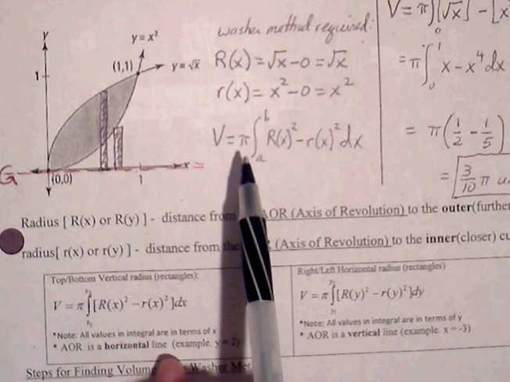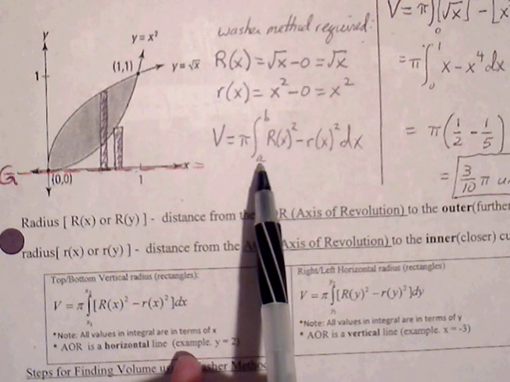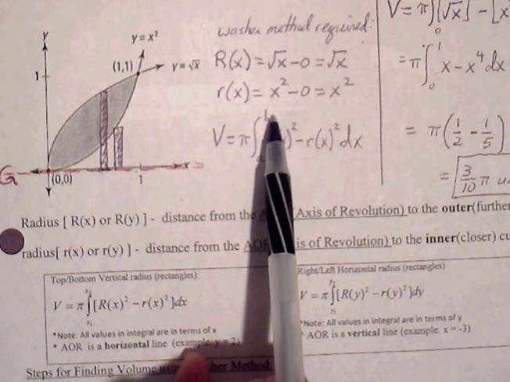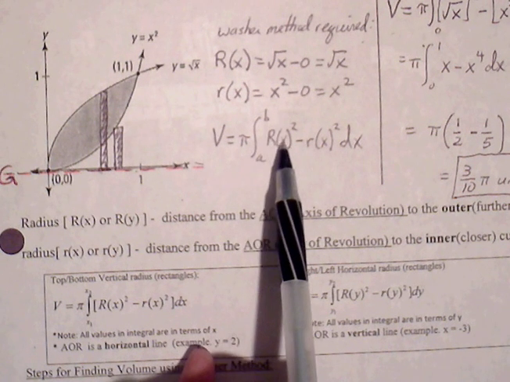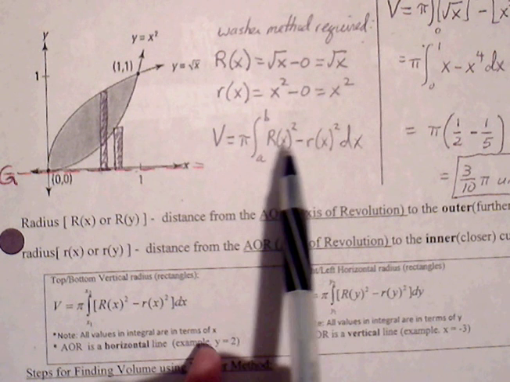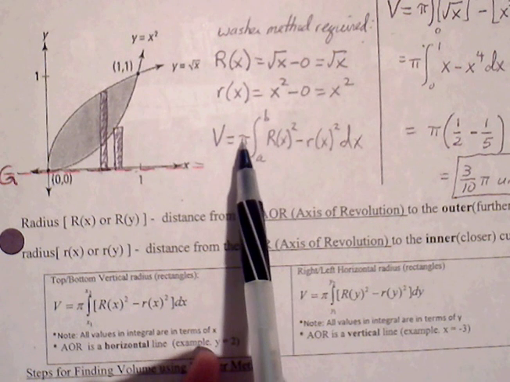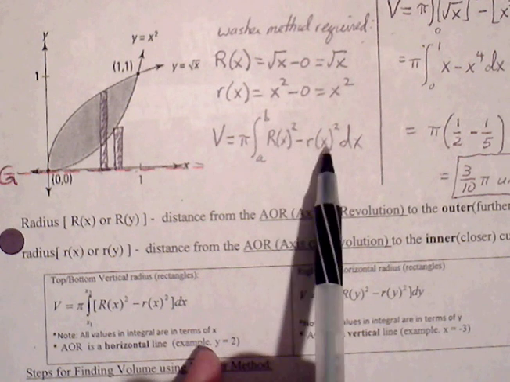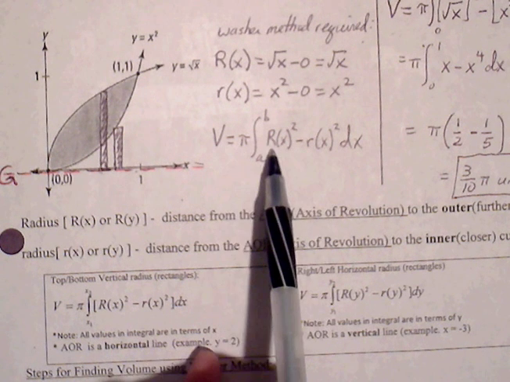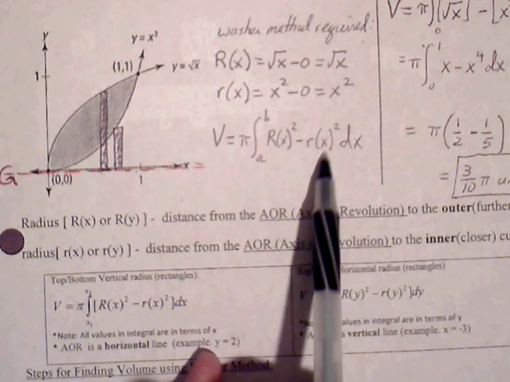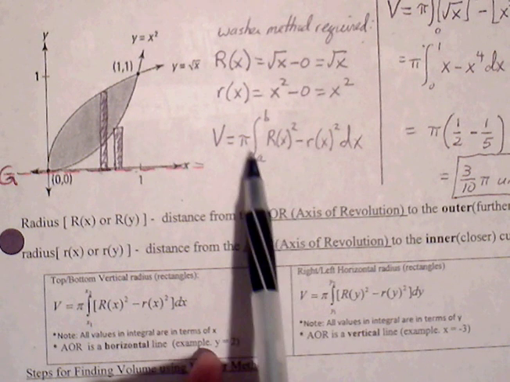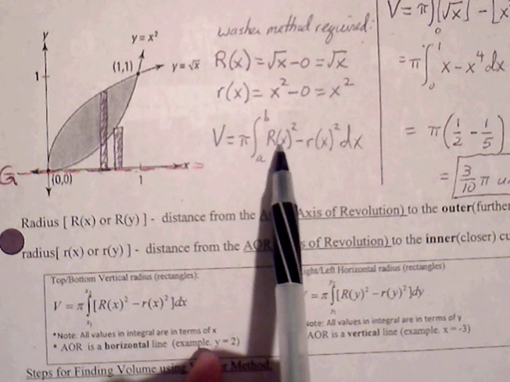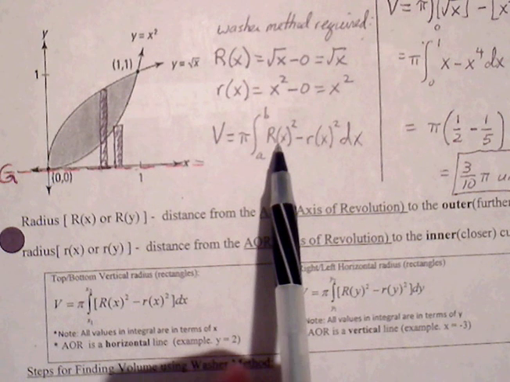Okay, so the formula is pi, lower bound to upper bound, big R squared minus little r squared. This pi is factored out from both of these radii. So it's technically pi big R squared minus pi little r squared, but we can just factor out that pi and not have to write it twice.